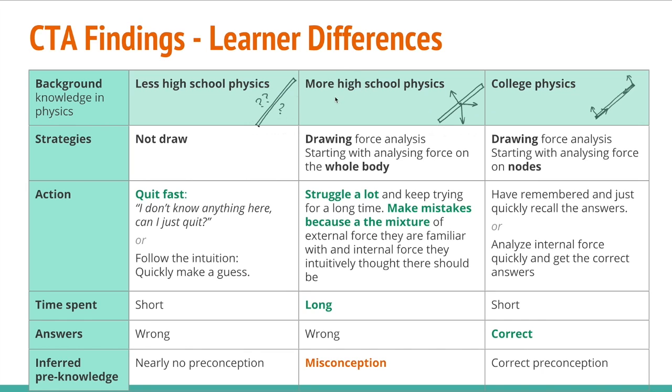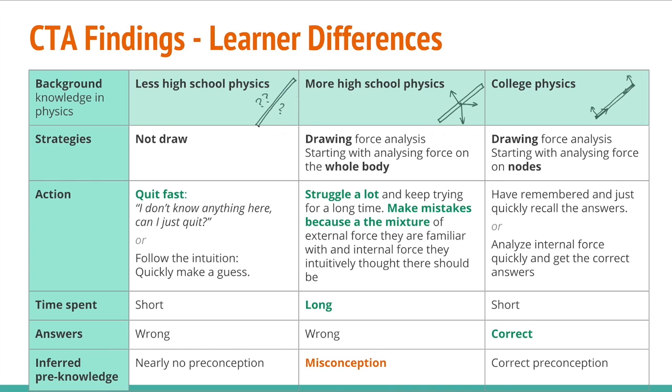Students with 2 or more years of high school physics experience but no college physics experience: in high school physics, we assume that everything is just a rigid body and analyze their external forces. We assume that there are no internal forces. So we will draw the force diagram on the whole body. However, the correct way to solve this problem is to use the college physics skills, which is to draw and analyze forces on the nodes. So students with high school physics experience just struggle a lot and keep trying for a long time because they make mistakes.